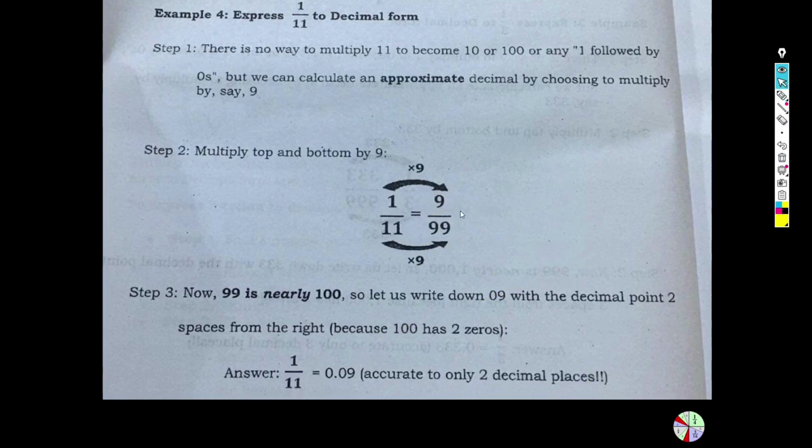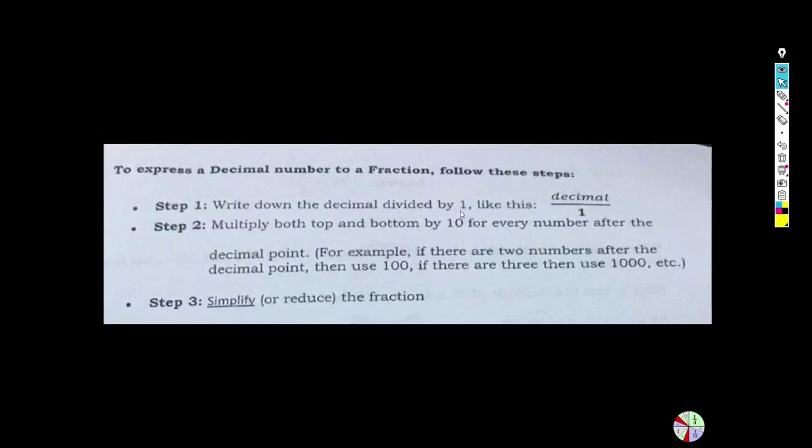Now let's go to the next. To express a decimal number to a fraction, follow these steps. Write down the decimal divided by 1, like this. Multiply both top and bottom by 10 for every number after the decimal point. For example, if there are two numbers after the decimal point, then use 100. If there are three, then use 1000, etc. Okay, so simplify or reduce the fraction.